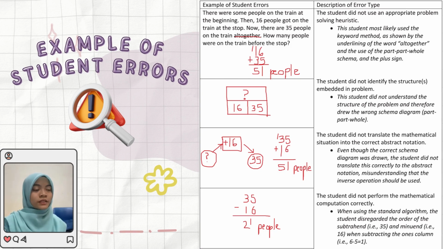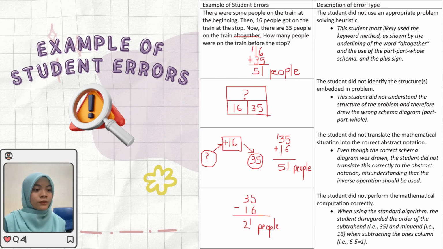In the description of the error type, in the first error, the student did not use an appropriate problem-solving heuristic. The explanation is, the student most likely used the keyword method as shown by the underlining of the word altogether and the use of the part-whole schema and the plus sign. In the second diagram, the student did not identify the structure embedded in the problem. This student did not understand the structure of the problem and therefore drew the wrong schema diagram, which is part-whole.